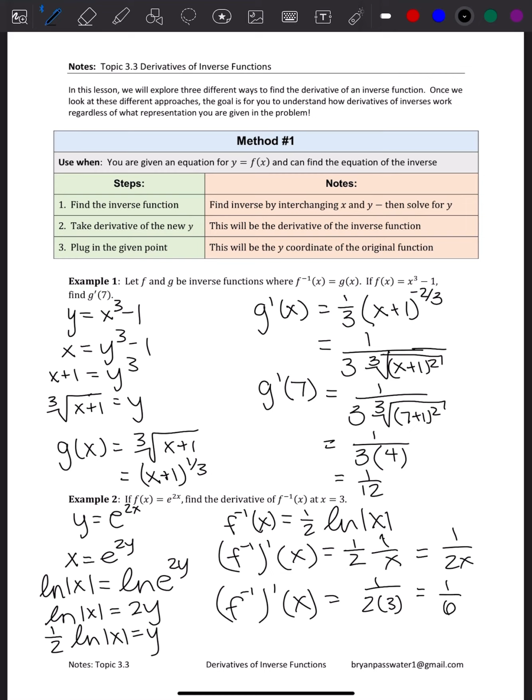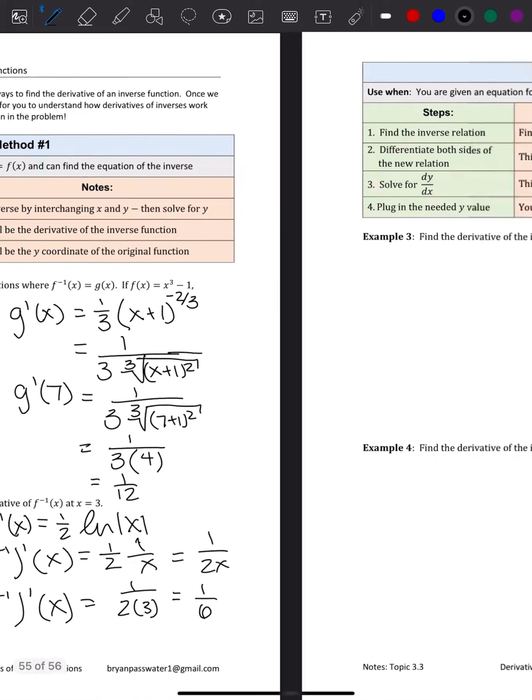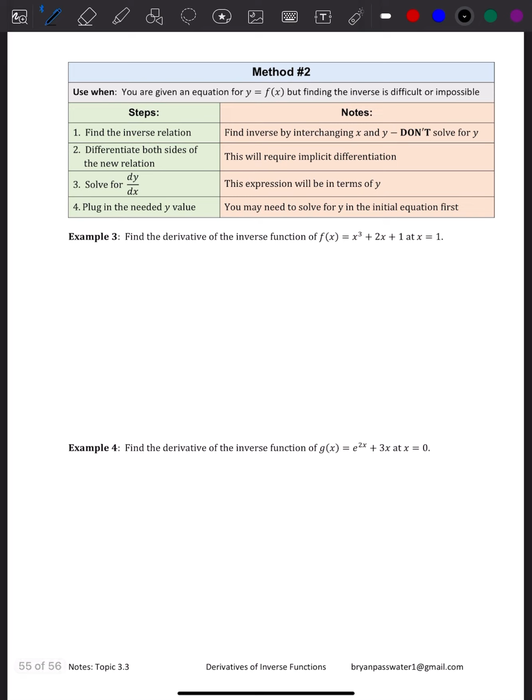So just like before, this just takes that algebra knowledge of knowing how to find an inverse, how to use the inverse, and things like that. It's not terribly difficult, but it can be kind of just a process, and it might take a little bit longer. Method 2. So you are given an equation for y equals f of x, but finding the inverse is difficult or impossible. So sometimes we are not able to find the inverse, so we kind of just have to take what we can.